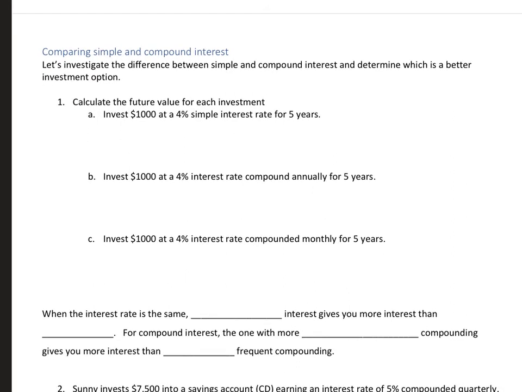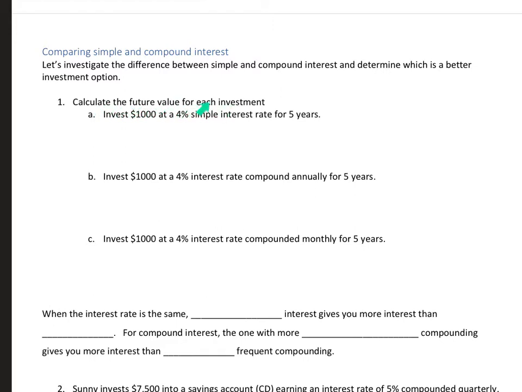Let's investigate the difference between simple and compound interest and see which is the better investment option. Basically, is it better to earn interest on your original principal, which is simple interest, or is it better to have your interest added to your principal and earn interest on top of that as well? We'll see.